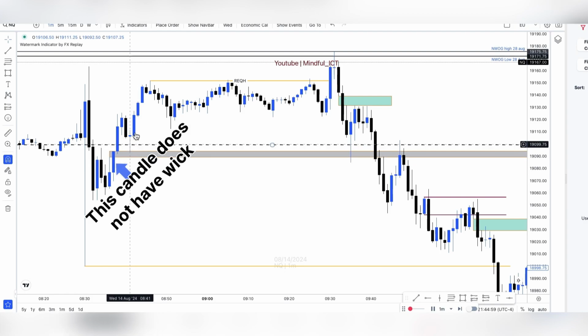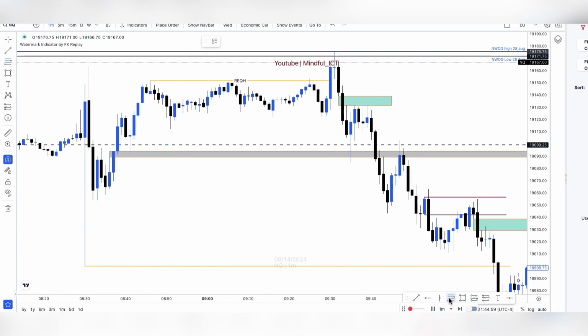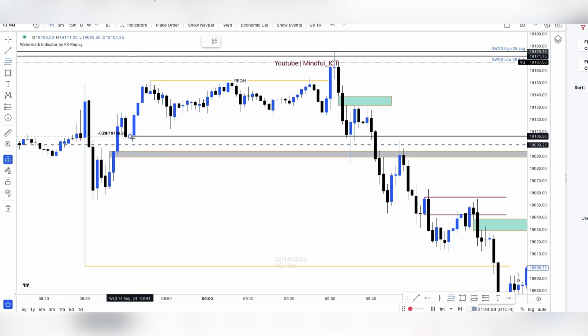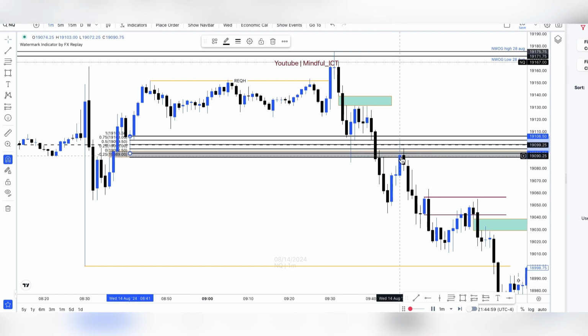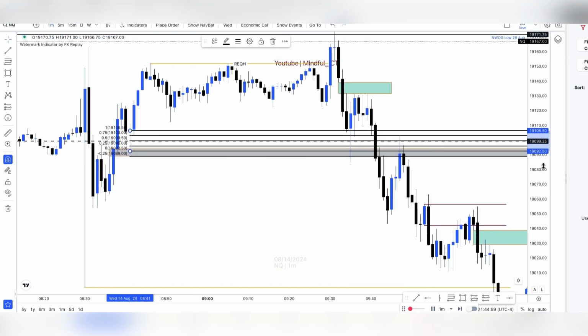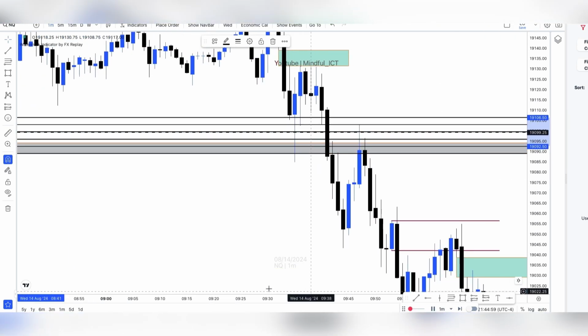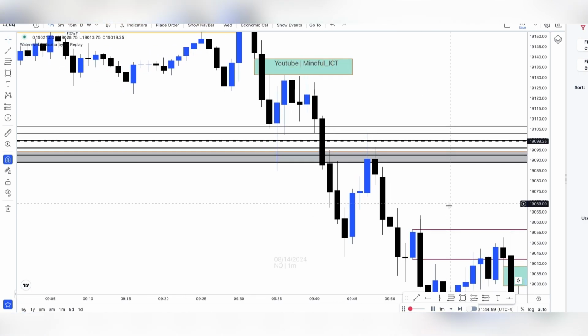In previous streams, ICT mentioned that wicks are also part of the gap. Therefore, when a significant wick is present, we'll apply a Fibonacci retracement and expect the price to close below the CE of this wick during retracement. We now extend this fair value gap and expect the price to revisit this level.